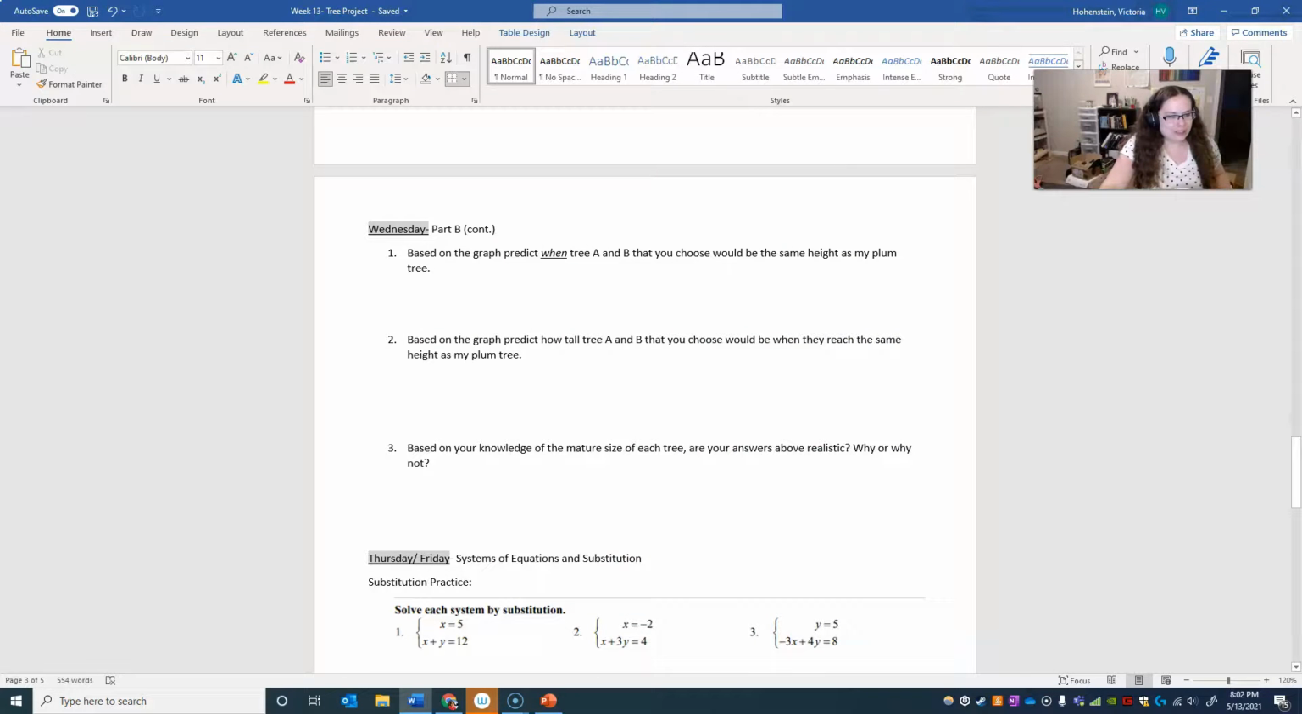That's number 2. And then number 3 is based on your knowledge of mature tree size. Is your answer realistic? Yes or no? So just thinking about what those numbers are and what they mean, does it make sense?